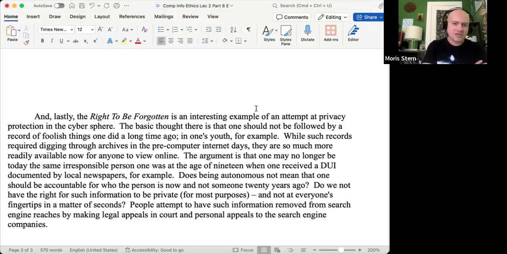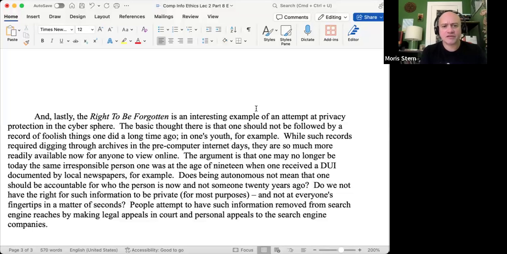The argument is that one may no longer be today the same irresponsible person one was at the age of 19, when one received a DUI documented by local newspapers, for example. Does being autonomous not mean that one should be accountable for who the person is now and not someone 20 years ago?